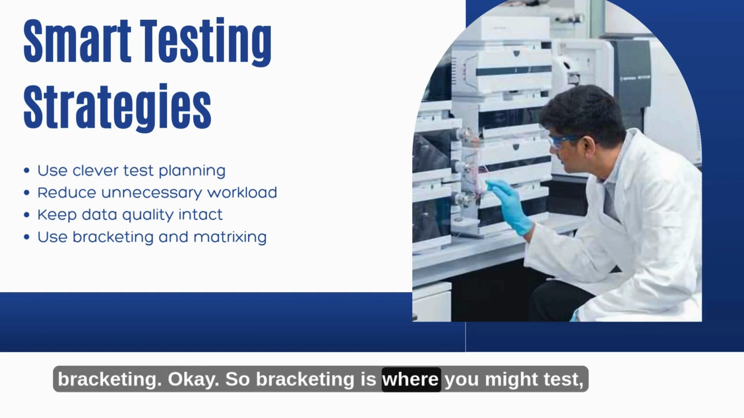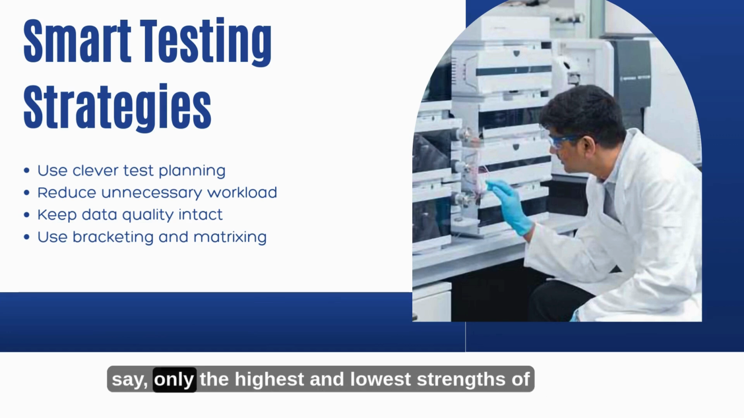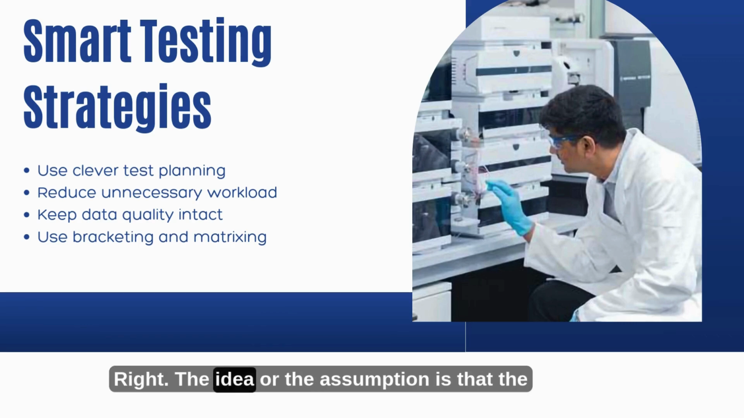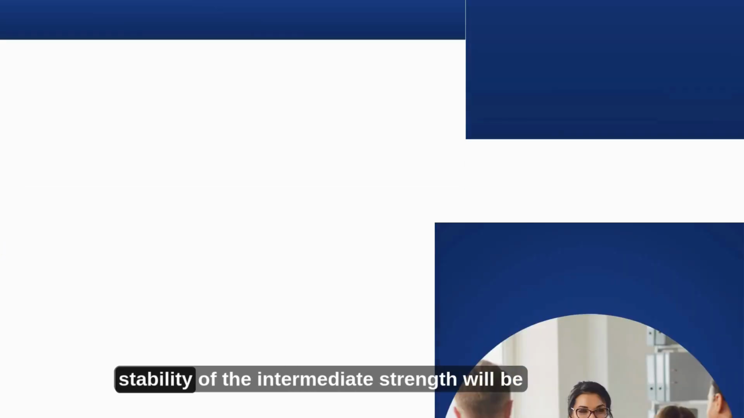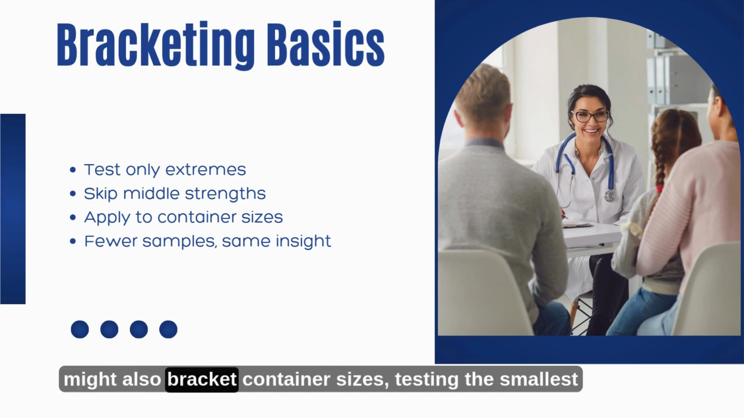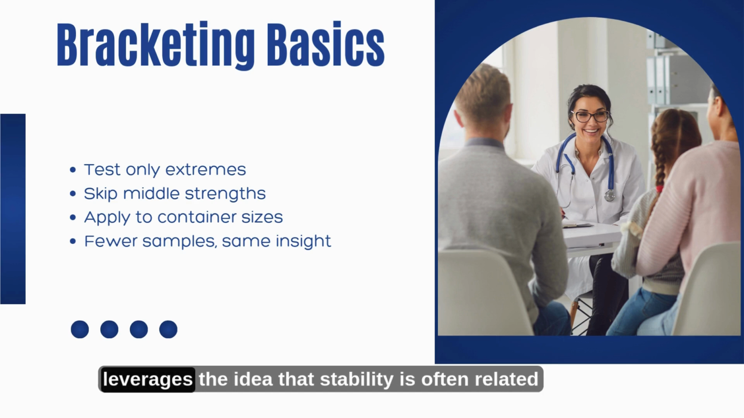Okay, so bracketing is where you might test, say, only the highest and lowest strengths of a tablet formulation, instead of testing the middle strength too. Right. The idea, or the assumption, is that the stability of the intermediate strength will be represented by the stability at the extremes. You might also bracket container sizes, testing the smallest and largest. Okay, so it reduces the number of samples you need to test at each time point. Exactly. It leverages the idea that stability is often related to these variables in a predictable way.